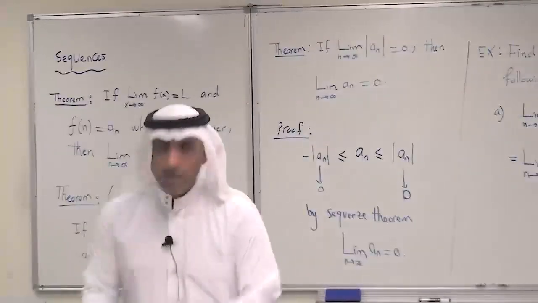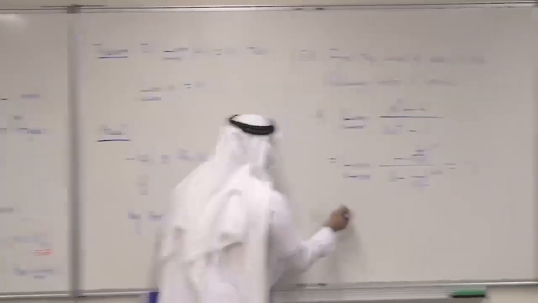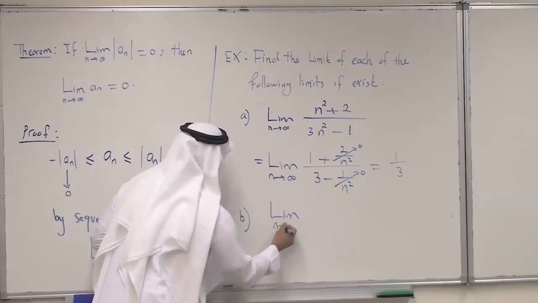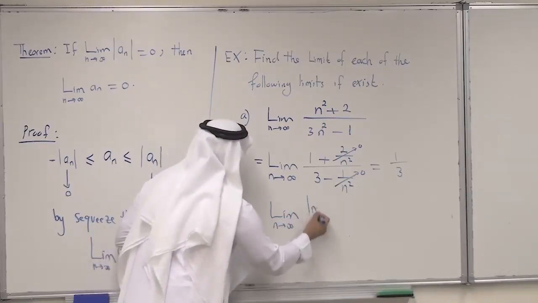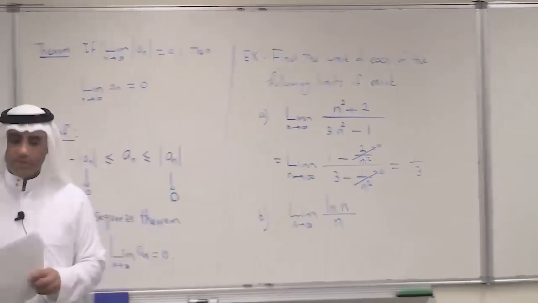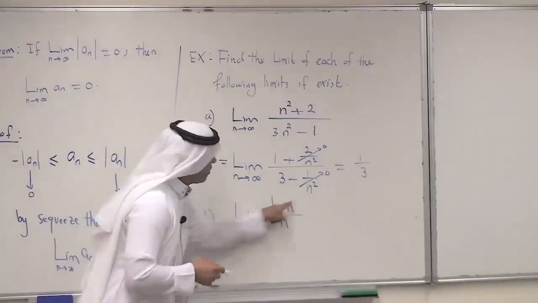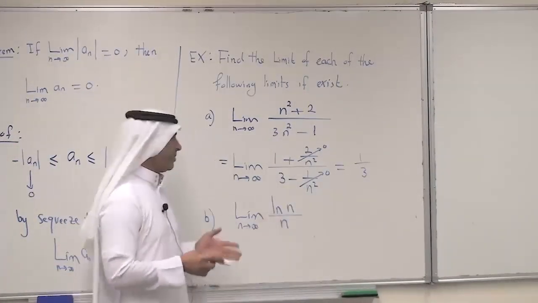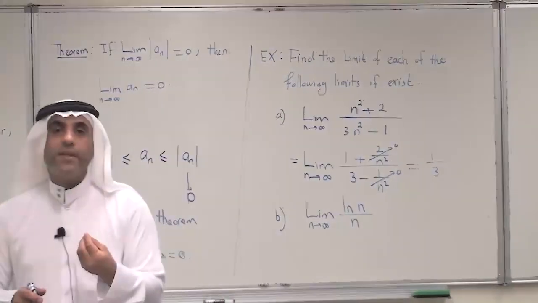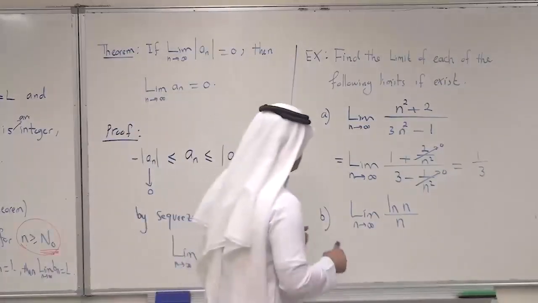More examples. Let's talk about part B. Consider this sequence and try to find the limit as n goes to infinity of ln n over n. Okay, fine. Ln n over n. As n goes to infinity, this goes to infinity and this goes to infinity. So it is infinity over infinity. Can we use L'Hopital's rule to find the answer?